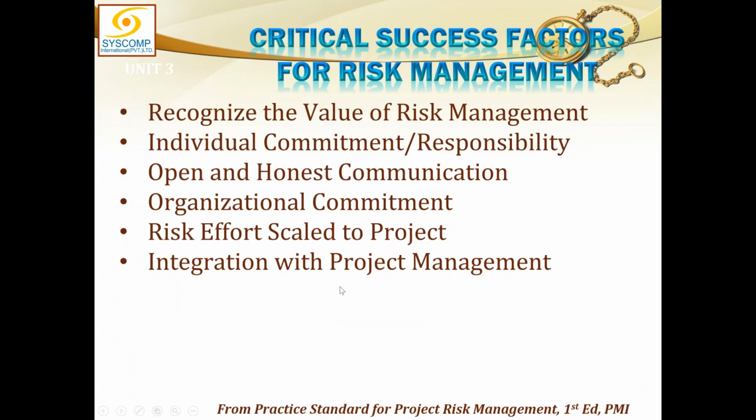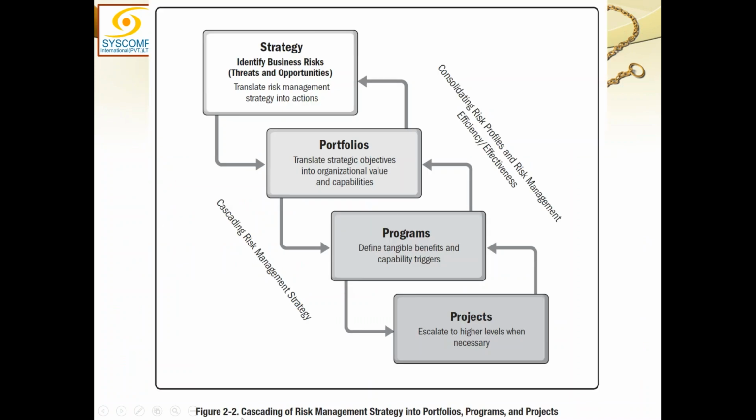So, these are the 6 points. Then, cascading of risk management strategy into portfolio, program, and project. This is from the new edition. Therefore, it talks about the portfolio, programs, and projects. On top, there is strategy. There we identify the business level risks. Naturally, SWOT analysis is done there, threats, opportunities, and all that.